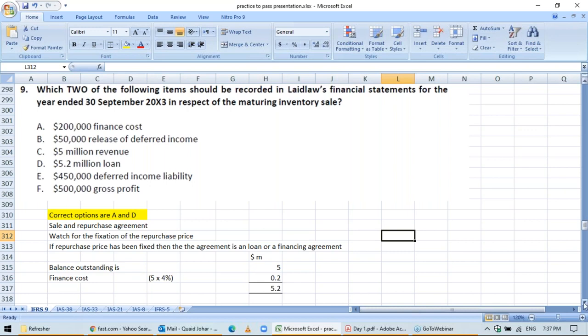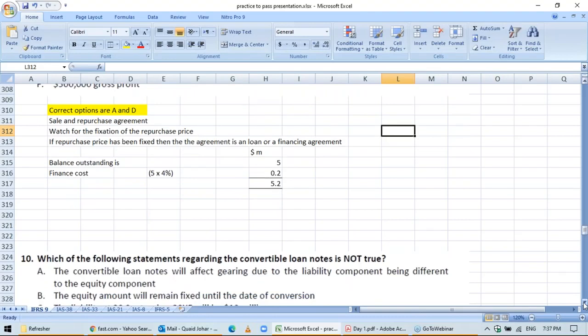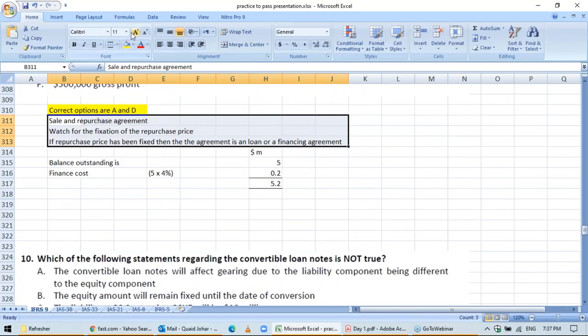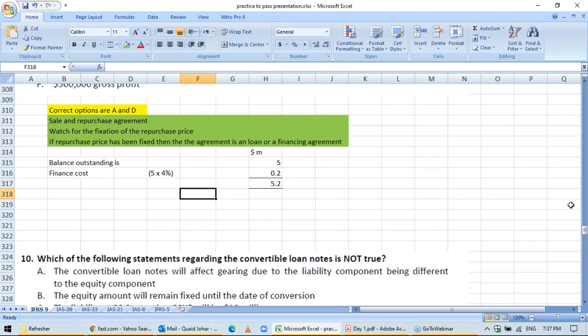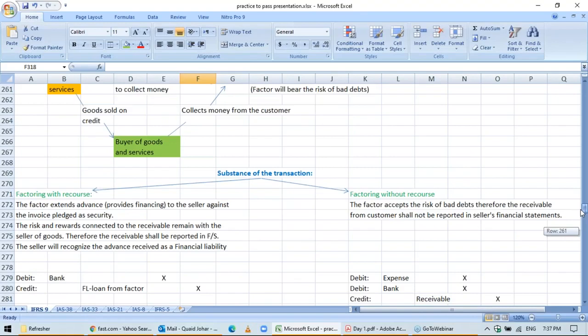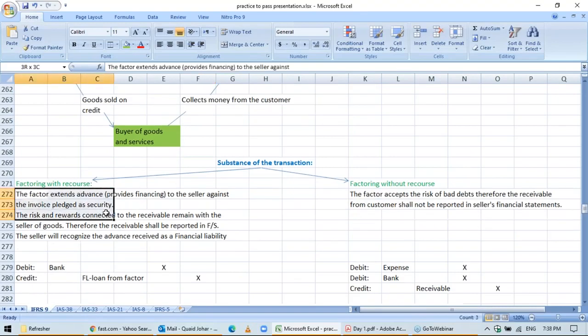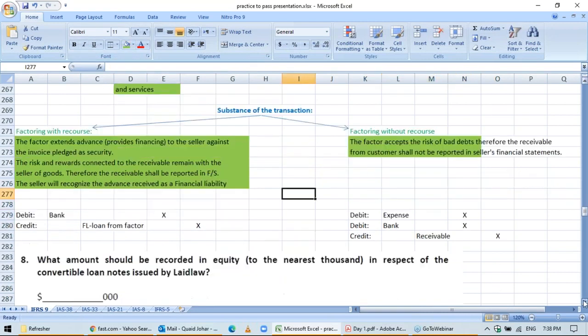Okay, students. So let's move ahead. The next question. So you have to remember this. This was the key point in recording a sale and repurchase agreement. And over here, this was the key point: in case of factoring, how will you record the factoring arrangement? These were the key points in green. I'm shading the key points in green.